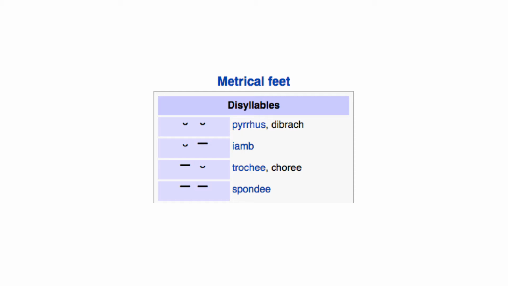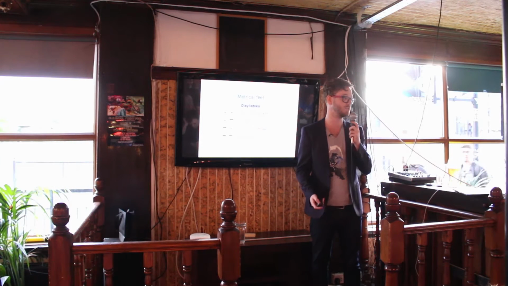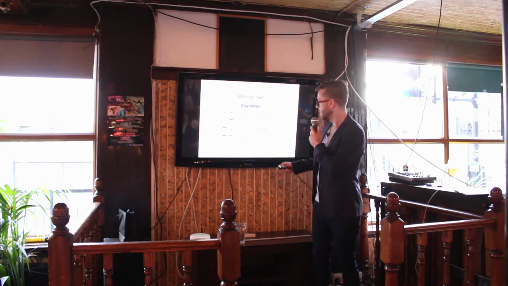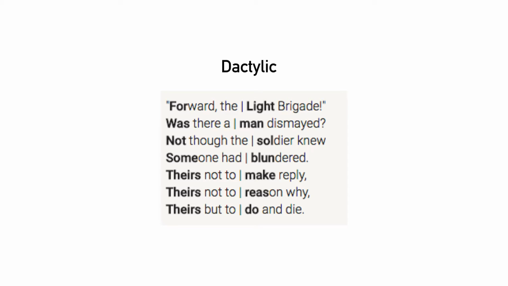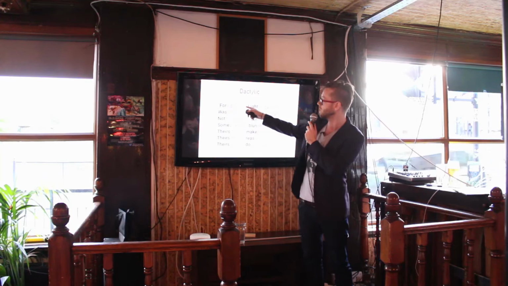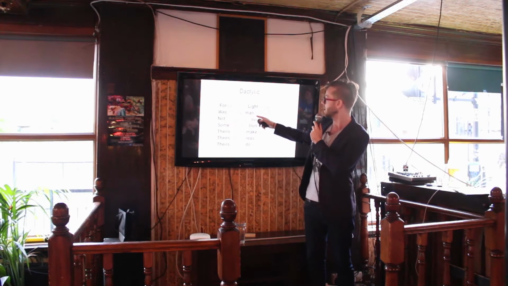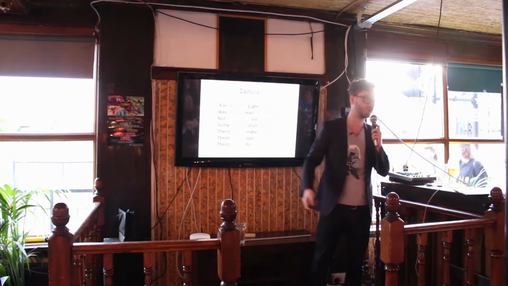So, for example, a spondee, yeah, it sounds like somebody who you would be really embarrassed about losing to in level 1 of a Sonic game. That's 2 stresses. Da, da. And it's a way of describing how rhythmic scansion in poetry works. So this is a dactyl, 1 stress followed by 2 short stresses. Forward, the light brigade. Was there a man dismayed, etc., etc.